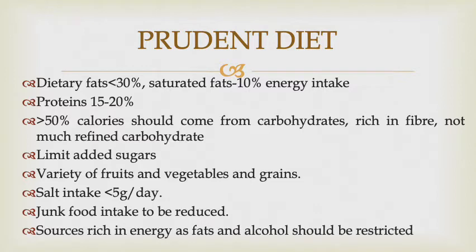Prudent diet. Prudent diet consists of dietary fats less than 30% and saturated fats of 10% energy intake. The protein content is 15 to 20%. More than 50% of calories should come from carbohydrates and rich in fibers and not much refined carbohydrate. It should consist of limited added sugars and include variety of fruits and vegetables and grains. The salt intake should be less than 5 grams per day. There should be no junk food or it must be reduced. The sources rich in energy as fats and alcohol should be restricted.